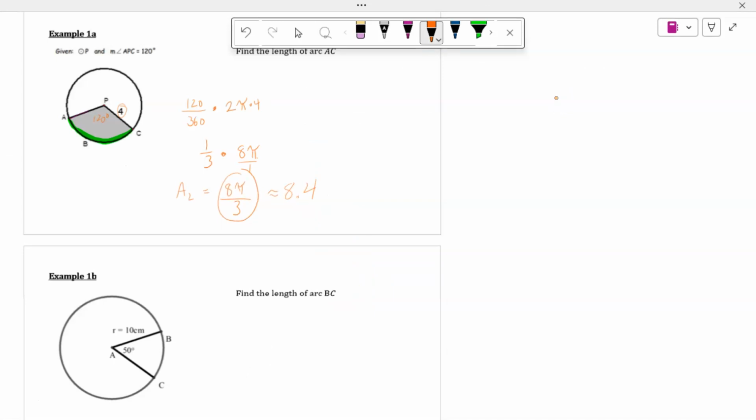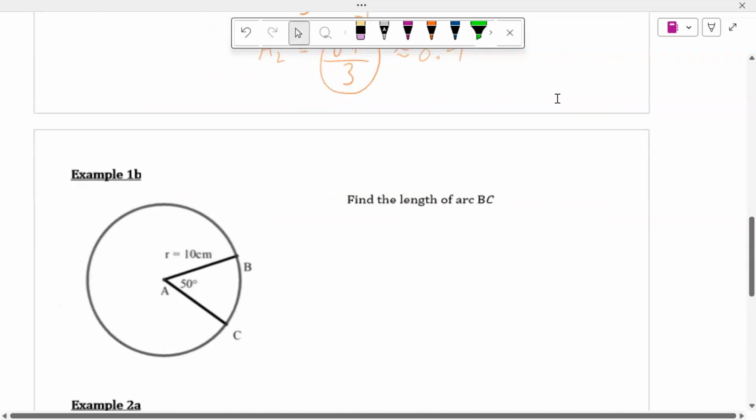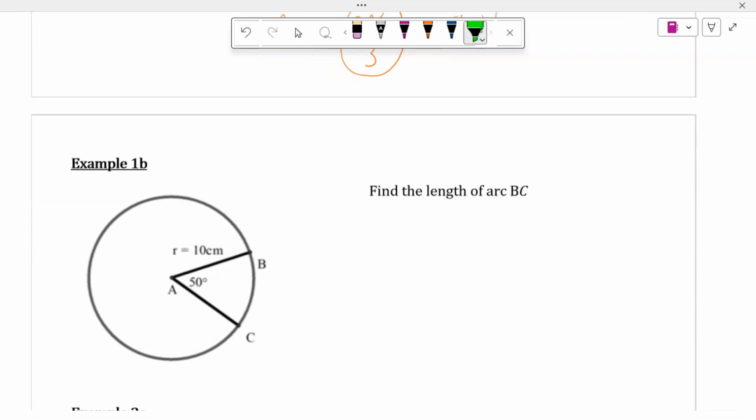I don't think it gives us a unit, so we don't really have to worry about it. So that's our first example. Let's try one more. So in this case, they're giving us the central angle of 50. We're looking for this arc length here if this circle named A has a radius of 10 centimeters. So let's plug it in.